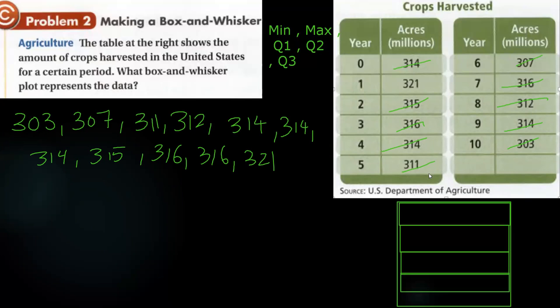So then, let's find where's the maximum. Where's the maximum value here? 321. Bravo. So the maximum here is 321. And the minimum is 303. Bravo. So I found the minimum and maximum. I need now to find Q1, Q2, and Q3. Let's find Q1, Q2, and Q3.